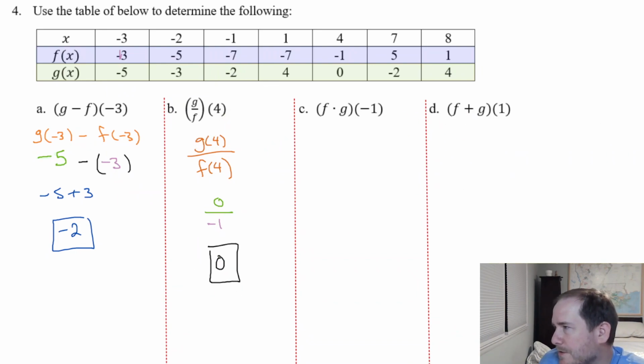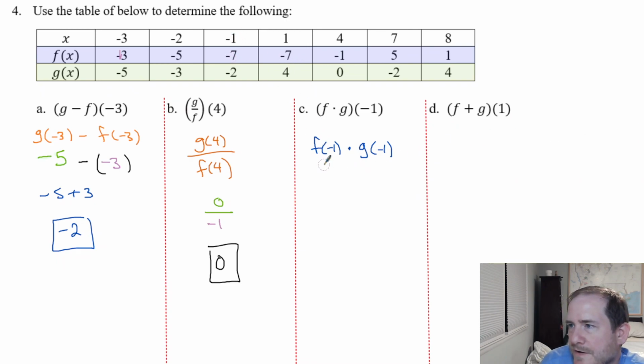Alright, so for this one, this is not composition, this is just multiplication. So you're just doing f of -1 multiplied by g of -1. And function f is the lavender colored function. -1 yields -7. And then the other function is the green function. -1 yields -2. Which seems to me to give a final value of positive 14.